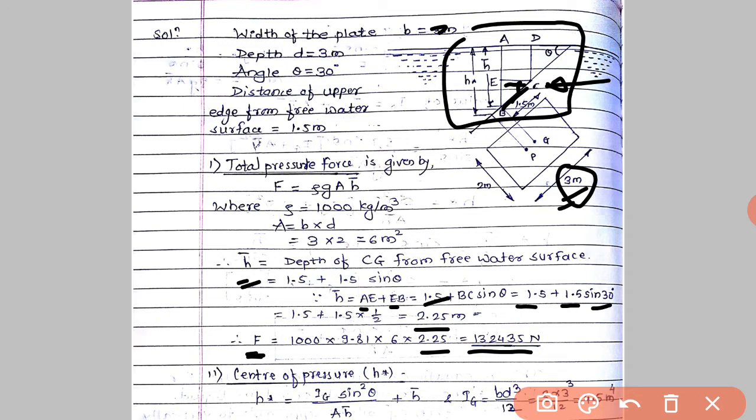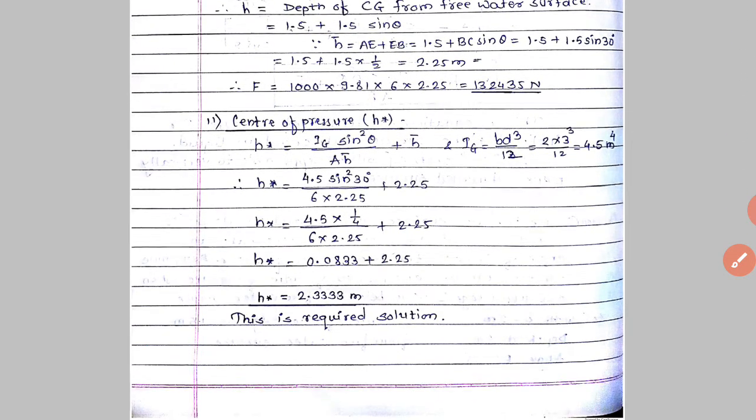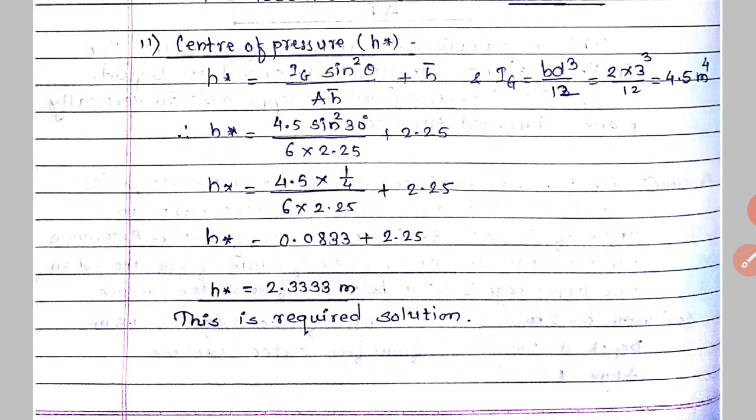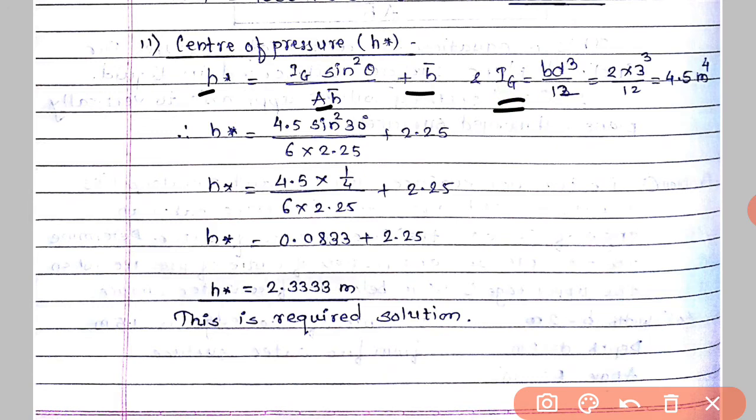Now we have to go for center of pressure S star. For calculating S star, we know the formula. S star will be equal to Ig into sin square theta upon A h bar plus h bar. So Ig for a rectangular plate is given as B D cube upon 12. What is the value of B? B is 2 meter and D is 3 meter. So 2 into 3 cube divided by 12. So 4.5 meter raised to 4. This will be the unit for Ig.